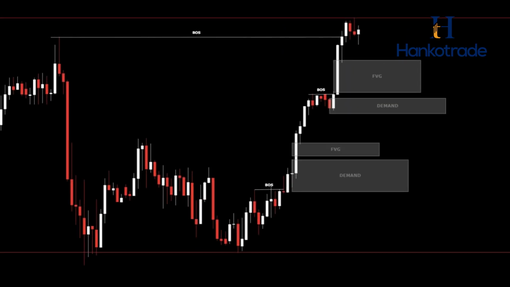Now, let's analyze an example. The price is in an uptrend. I have previously identified swing lows and swing highs in the 1-hour time frame. I have also determined fair value gaps and demand zones. I will now switch to the 5-minute time frame and enter a long position after a change in structure according to the rules.